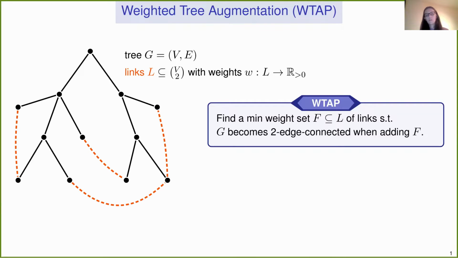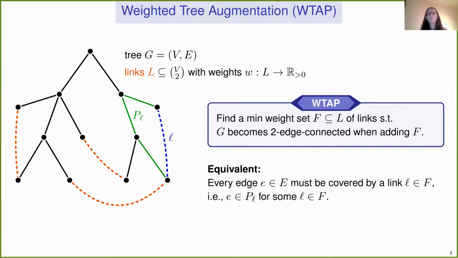And so in other words, weighted tree augmentation is about covering the 1-cuts of the tree G, which correspond to the edges of the tree G, by links, where a link just covers the edges on the path P_L between its endpoints. So we can now equivalently describe weighted tree augmentation as the problem of finding a minimum weight subset of the links that covers all the edges of the tree G, where a link just covers again the edges on the path P_L between its endpoints.